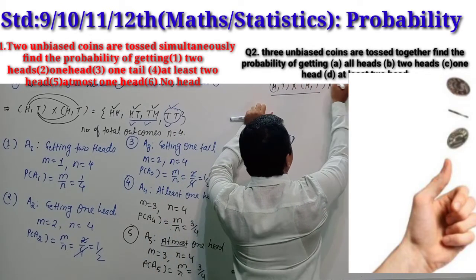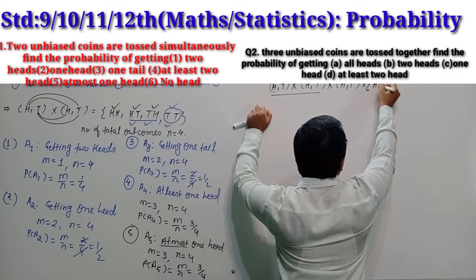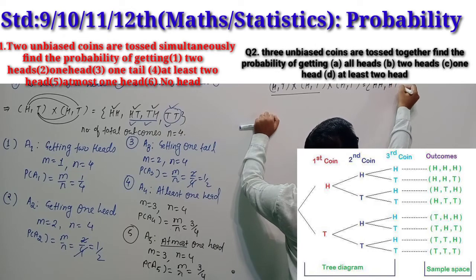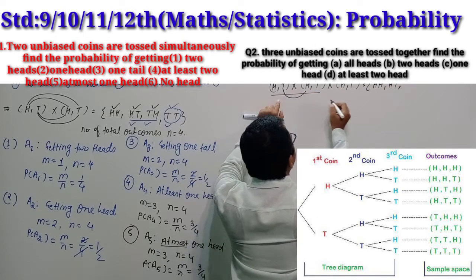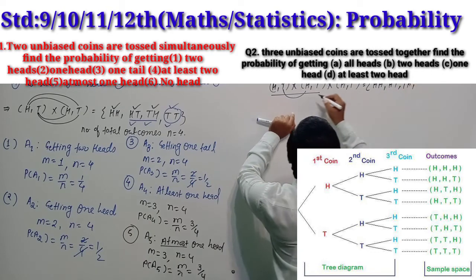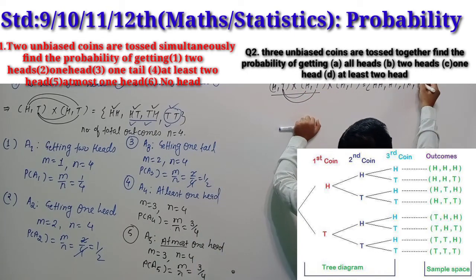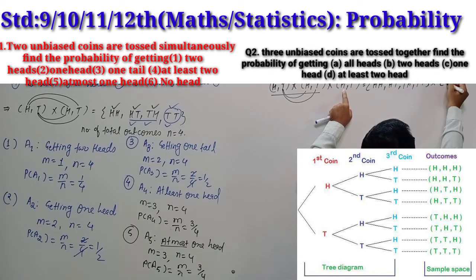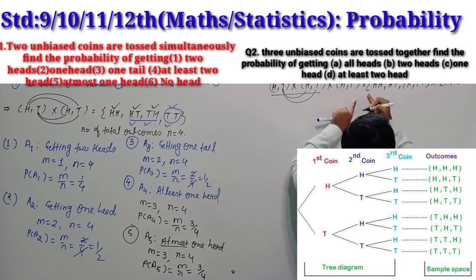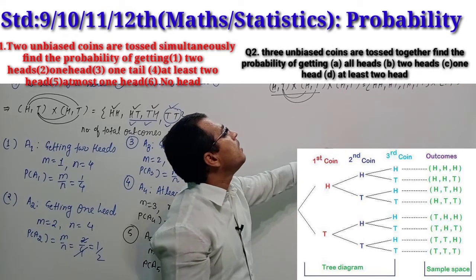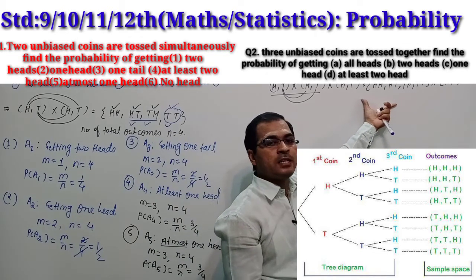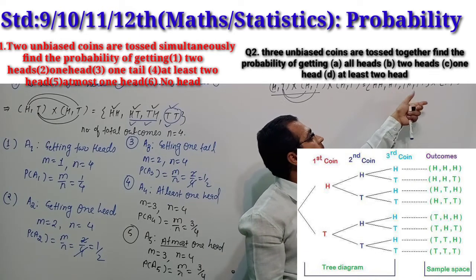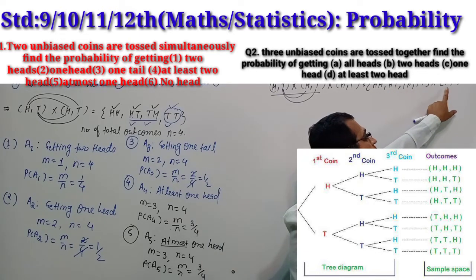So head multiplied by head, what are you getting? Head, head. Now head is to be multiplied by tail, so head, tail. Now tail is to be multiplied by head: tail, head. Now tail is to be multiplied by tail, so tail, tail. And these are the remaining ordered pairs of head and tail. Now students, again you will have to multiply. This is generally known as the Cartesian product. Now you will have to multiply all these pairs of head and tail with the corresponding faces of head and tail.